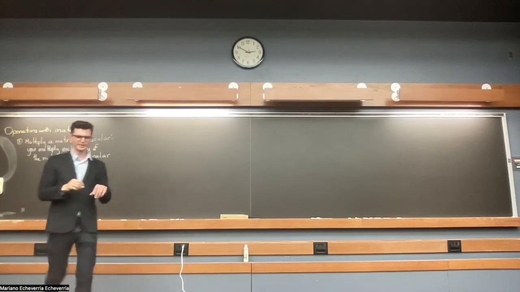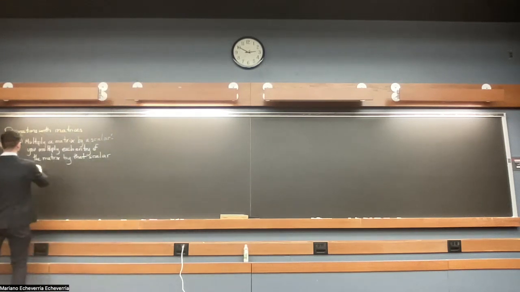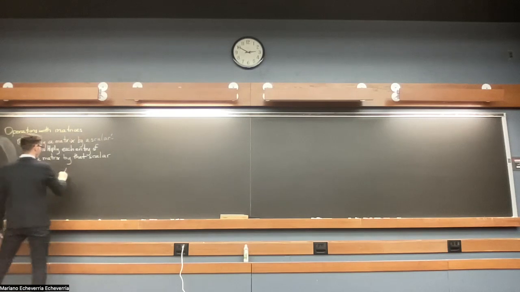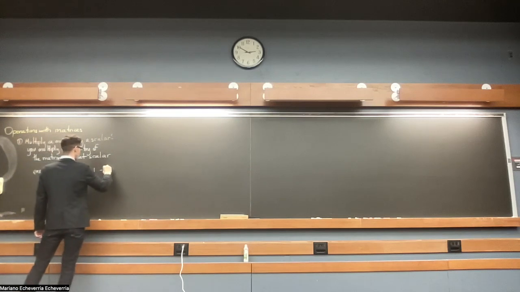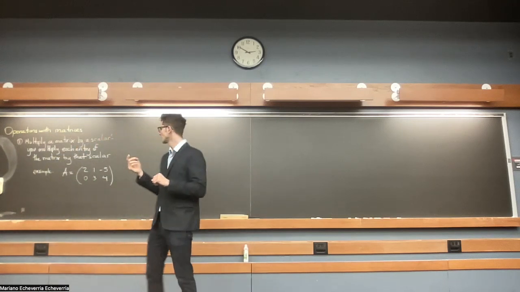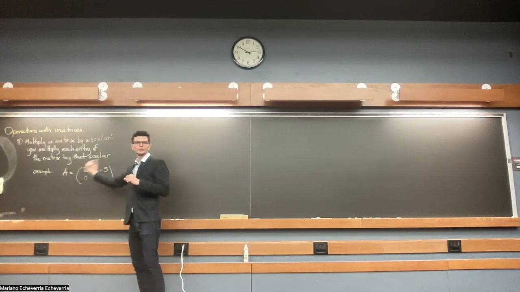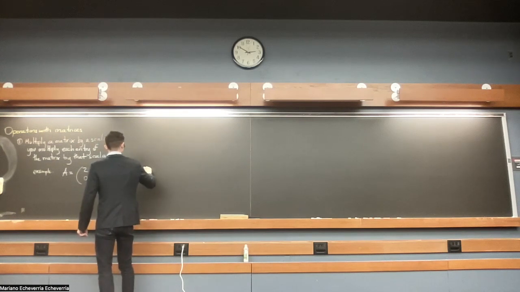It's even easier to explain with an example. If you take A to be 2, 1, -5, 0, 3, 4, and just to emphasize this from last time, this would be a 2 times 3 matrix, because it has 2 rows and 3 columns. So it is a 2 by 3 matrix.